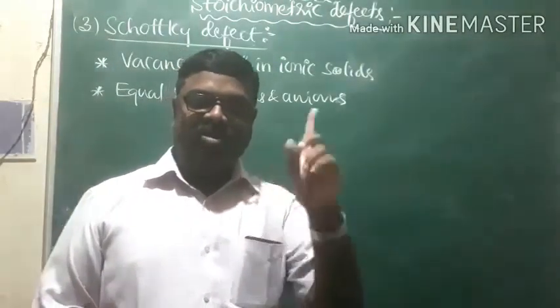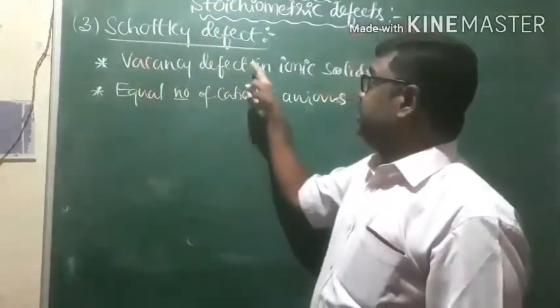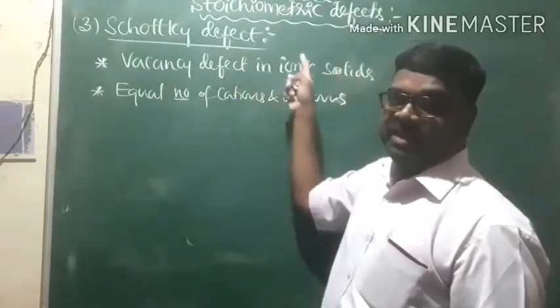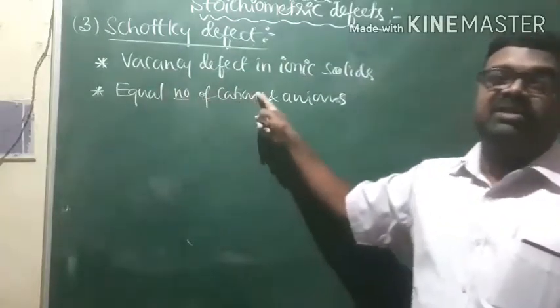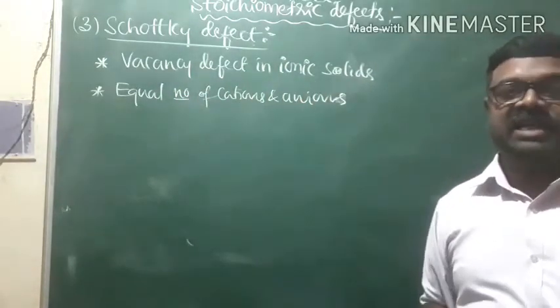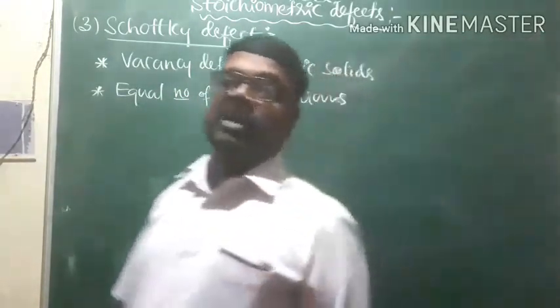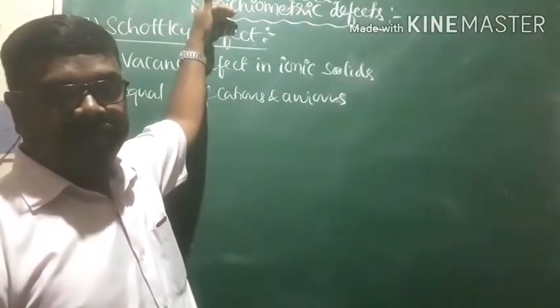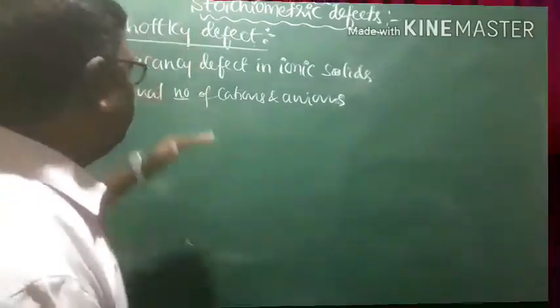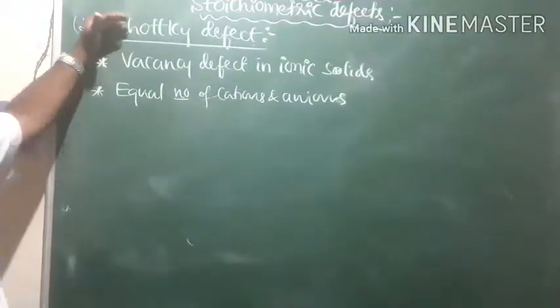Let me repeat once again. Schottky defect is vacancy defect in ionic solids, where equal number of cations and anions are missing from their lattice sites to maintain electrical neutrality of the ionic solid. That is what we call Schottky defect. And in order to convince you of this aspect, let me draw one diagram.